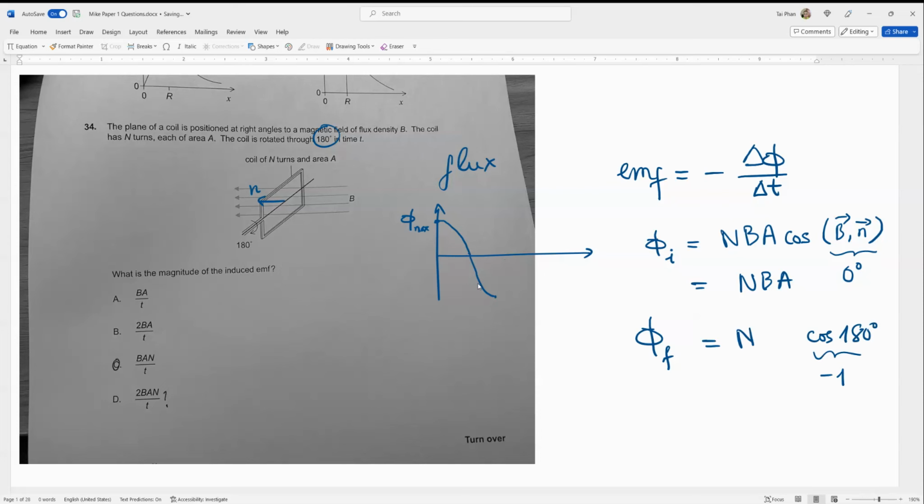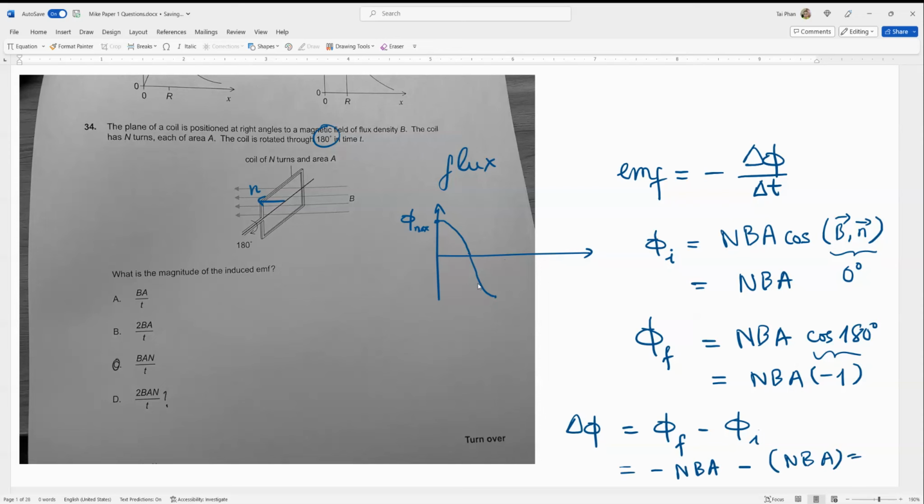And the other thing, NBA is the same. So we have the final flux is NBA times -1. And the change in flux, delta phi, is the final flux subtract the initial flux, and therefore we have minus NBA, minus the initial flux NBA again, and therefore you have -2 NBA.